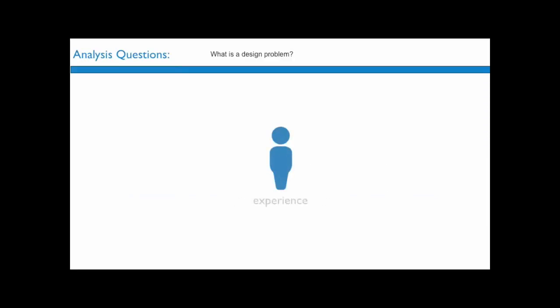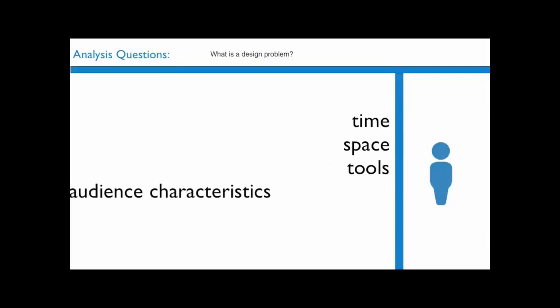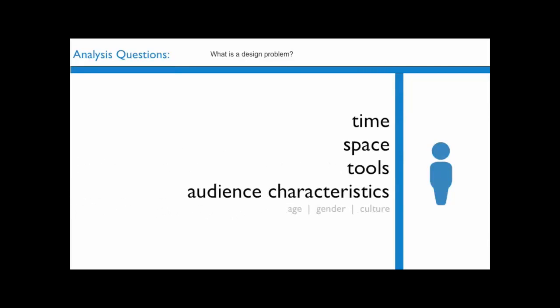At its core, the idea is that we need to get people to understand, or at the very least experience, a piece of information. This seems relatively simple. However, there are often barriers to the goal of communicating information, such as time, space, tools, and the characteristics of the audience, which can include age, gender, and culture.